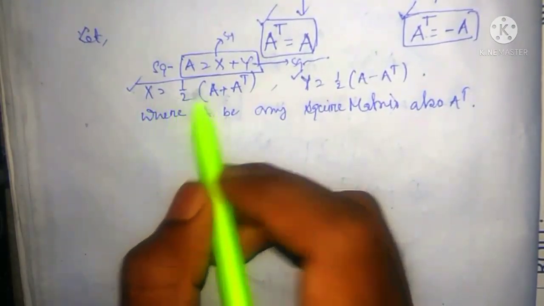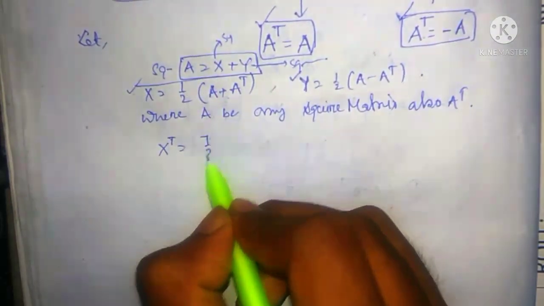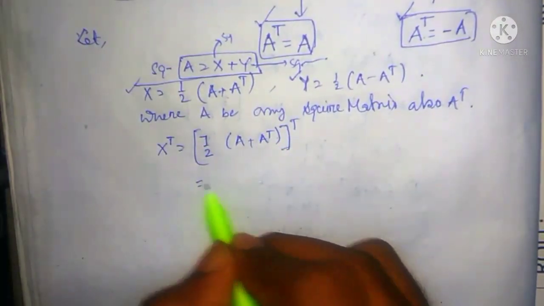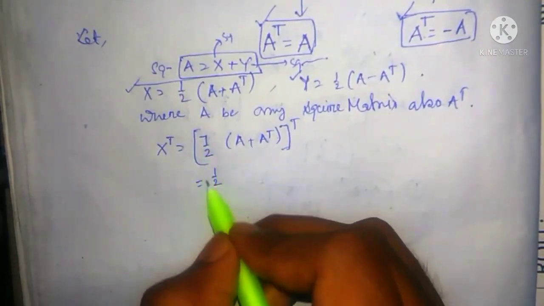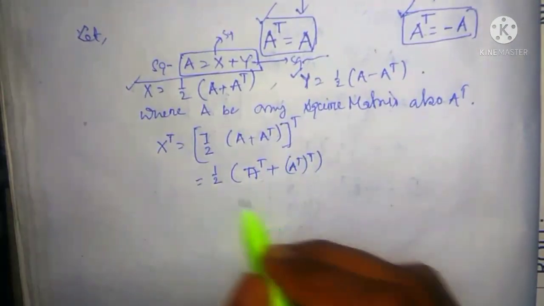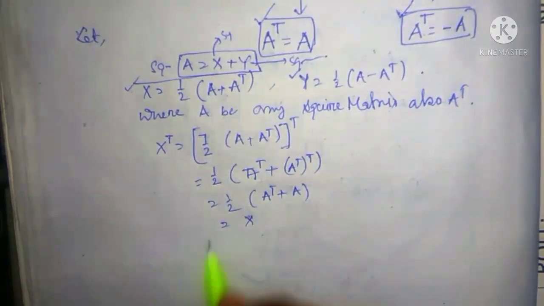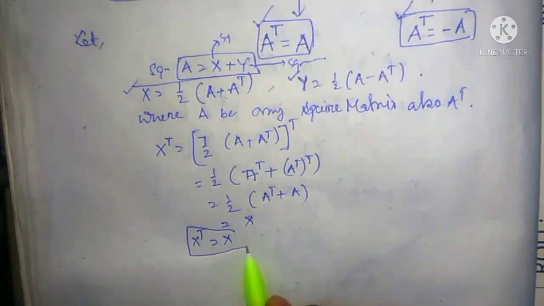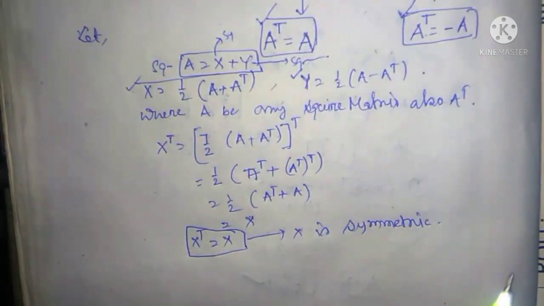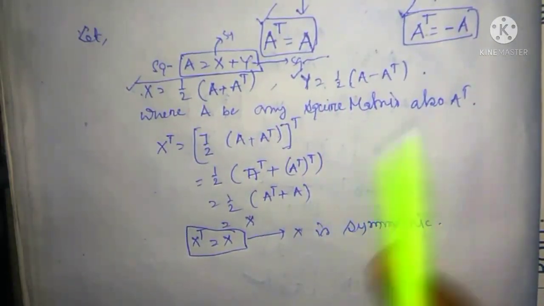To show X is a symmetric matrix, what do I have to do? X transpose. X transpose equals half of A plus A transpose, whole transpose. Any number comes out of the bracket. Here A transpose plus A transpose transpose, that is half of A transpose plus A, which equals X. So we show X transpose equals X. So X is symmetric. I will show you why I take X and Y equal to this and that after proving this theorem.